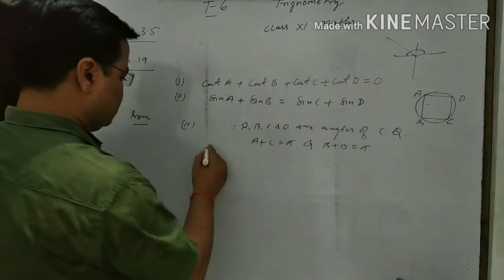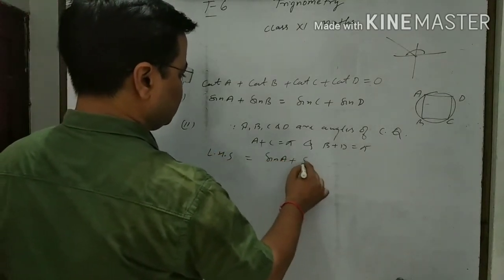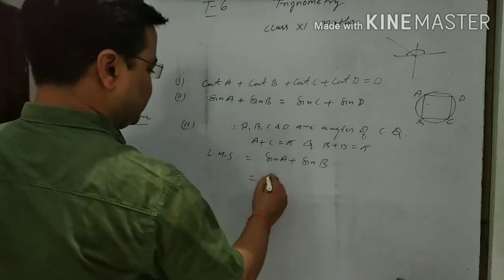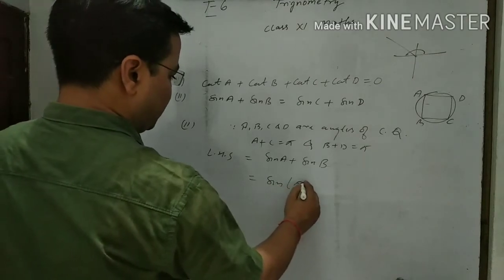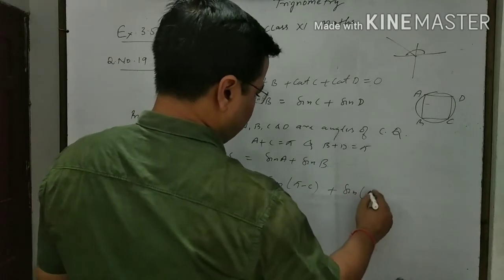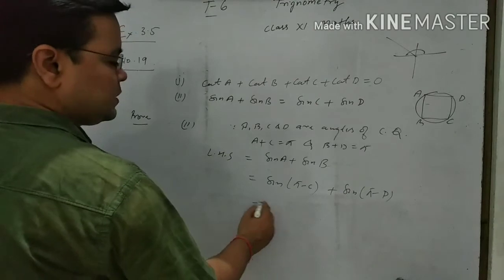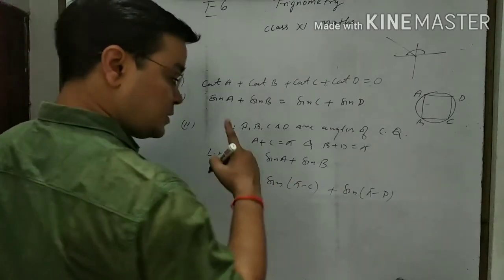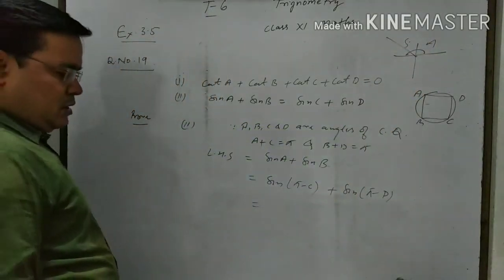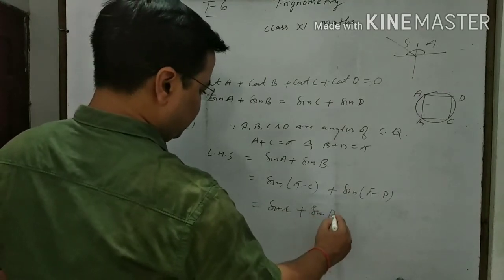Left hand side. We can write here sin A plus sin B. Now sin A can be written as sin of pi minus C, and sin B can be written as sin of pi minus D. This is equal to sin of pi minus C plus sin of pi minus D. In the second quadrant, by ASTC, sin and cosec will be positive, so it will be sin C, and here it will be sin D.